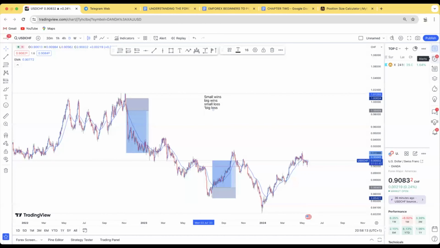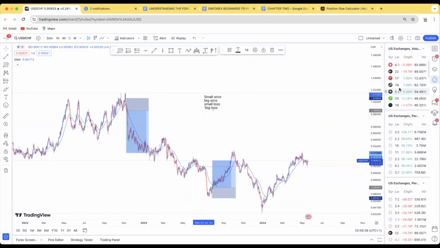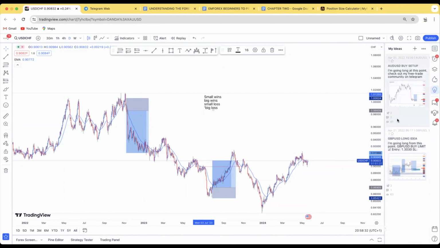So you can even set your trade alerts on TradingView. You can check the data window. You can check the open, high, low, close price, which we'll also be discussing when we get to candlesticks. You can check the exchanges. Okay, the different exchanges. You can check ideas from different traders.